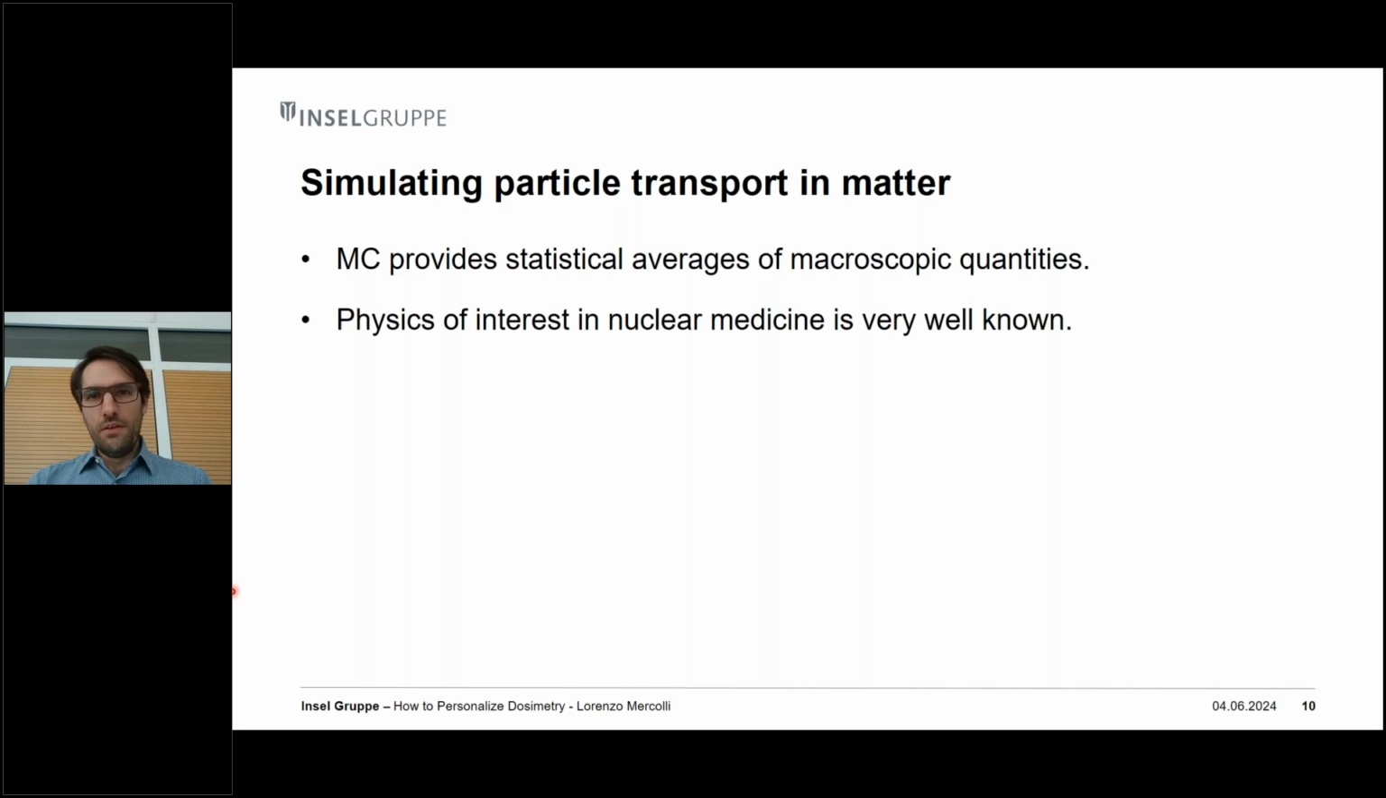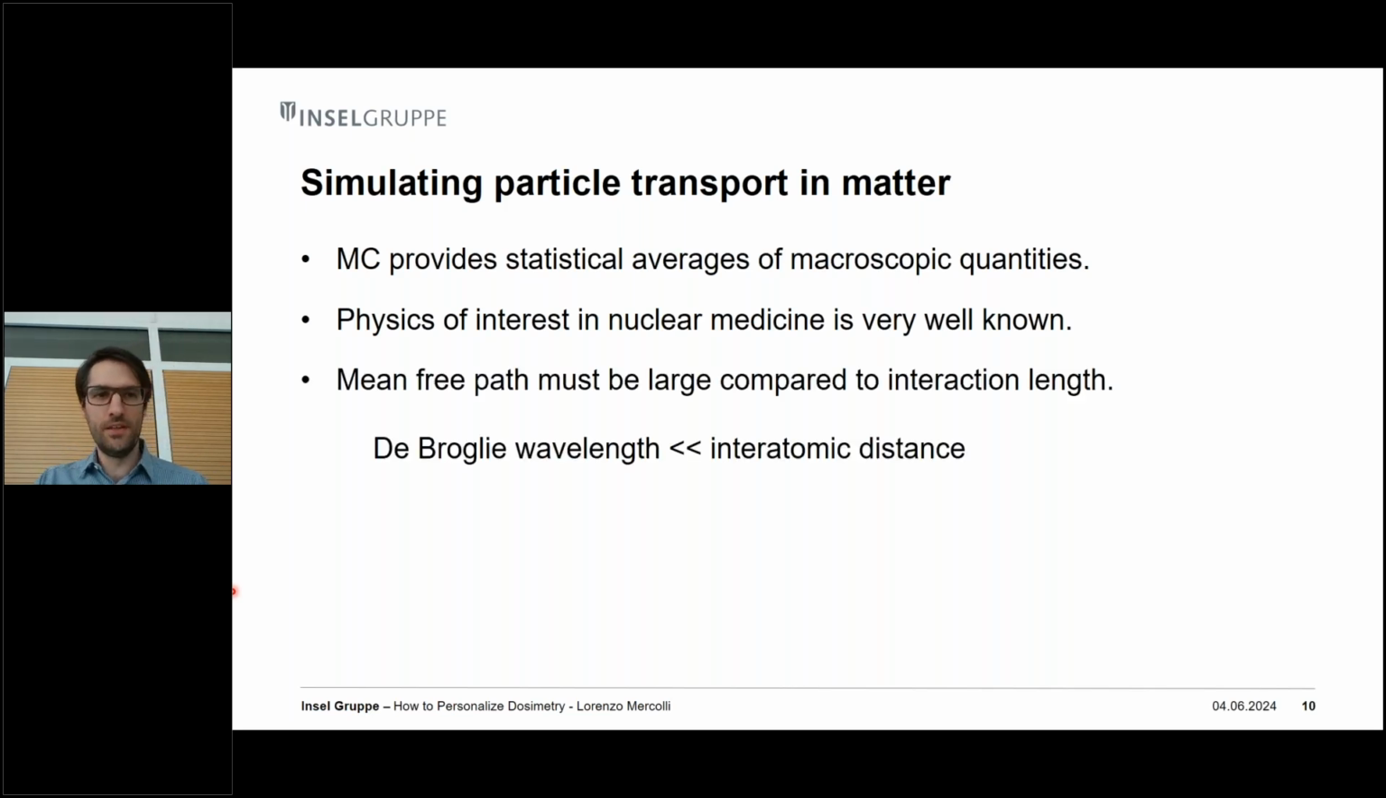And luckily, we are in the situation that the physics is very well known. So the point interactions of photons, electrons, positrons with atoms and nuclei, this is very well known. This is not the case. Be careful if you're looking at hadronic interaction. There, the physics is less well known and not well described. But for nuclear medicine, we are on the safe side here.